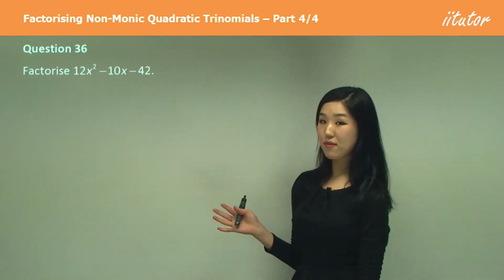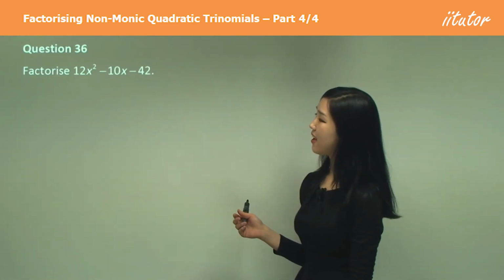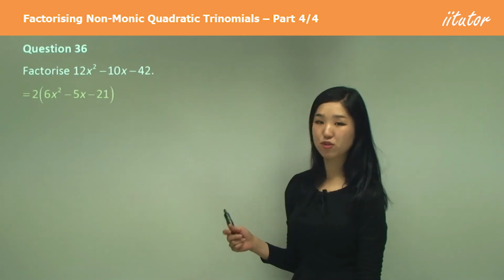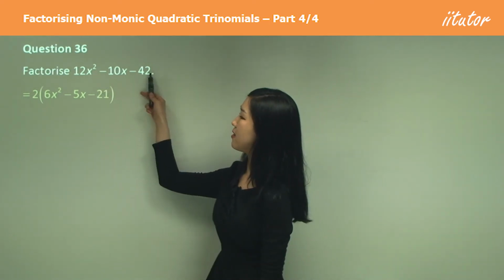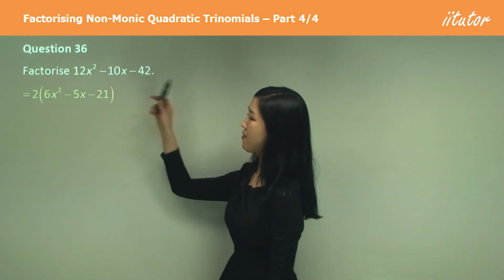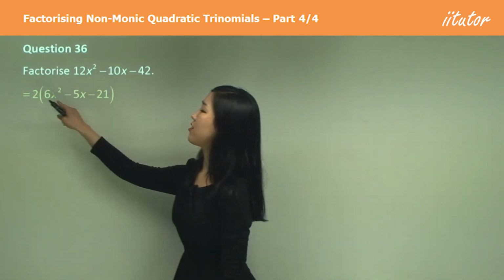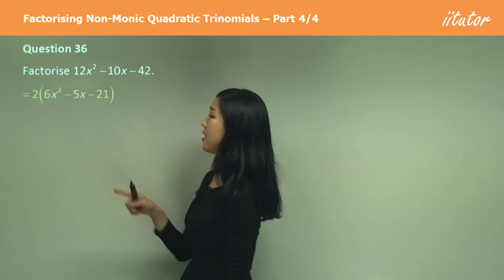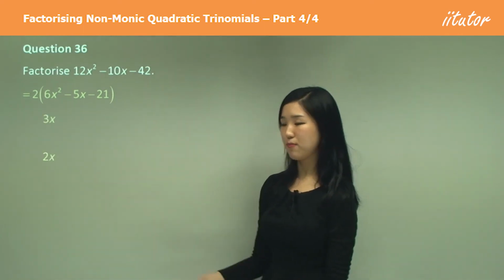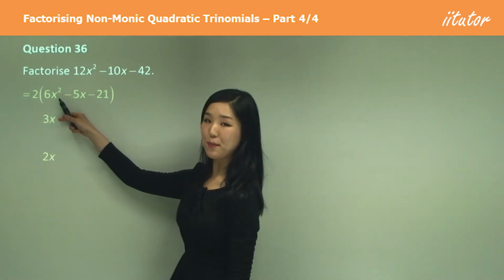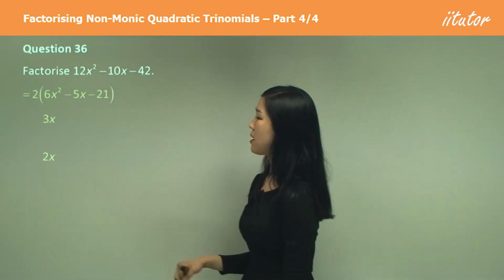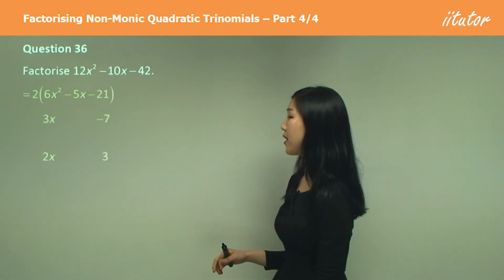Can you see any common factors? Yeah, I can see some common factors. I can factorize by 2 because that's a common factor. So we get 6x squared, 5x, and 21. So now it's a little bit more simple. We just need to concentrate on this part here. So I'll use 3x and 2x because that makes 6x squared, yeah? And 21, maybe I'll try 7 and 3.